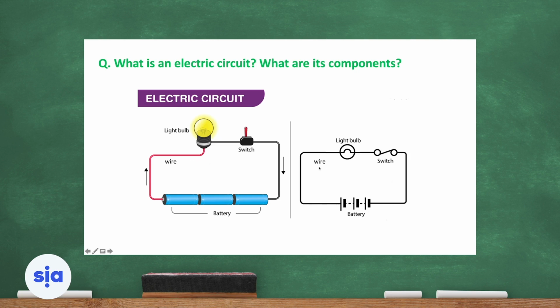This is the electric circuit as we used to draw it. It has symbols. So this is the symbol for the light bulb. This is the symbol for the switch. There is a wire connecting each part and the battery. These are the symbols of the electric circuit. And as you see, the circuit has to be always closed for the electric current to flow. So what are the basic components of a simple electric circuit? It's a light bulb, switch, wire, and battery.